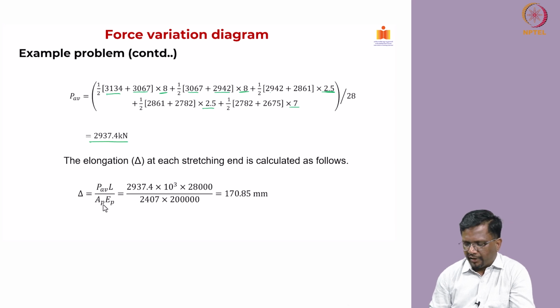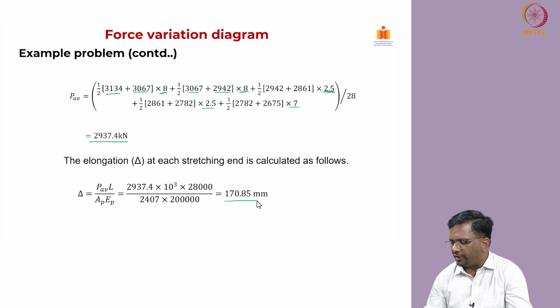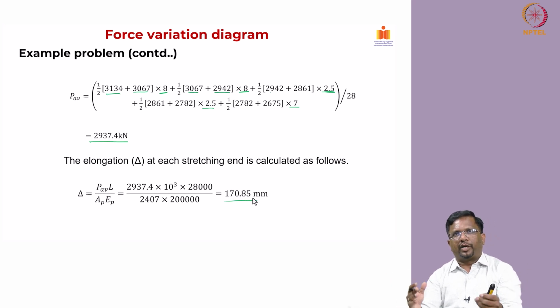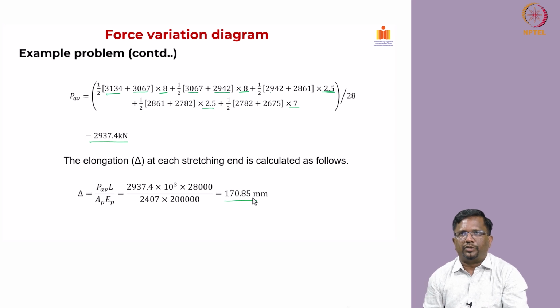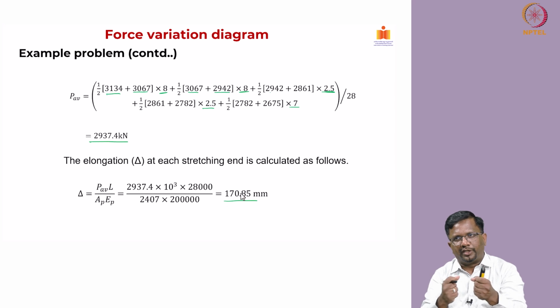Now using that I can calculate the elongation at each stretching end, and we know that elongation is PL by AE. P average times length divided by AP into EP will give me a stretching of 170.85 millimeter. You see here, for a span of 28 meters, you get a very large stretching of 170.85 millimeter, right. So, this is very high. Basically, pre-stressing steel acts like a rubber band, it is really stretching, right. The stretching is in the order of 170 millimeter, which is quite high.